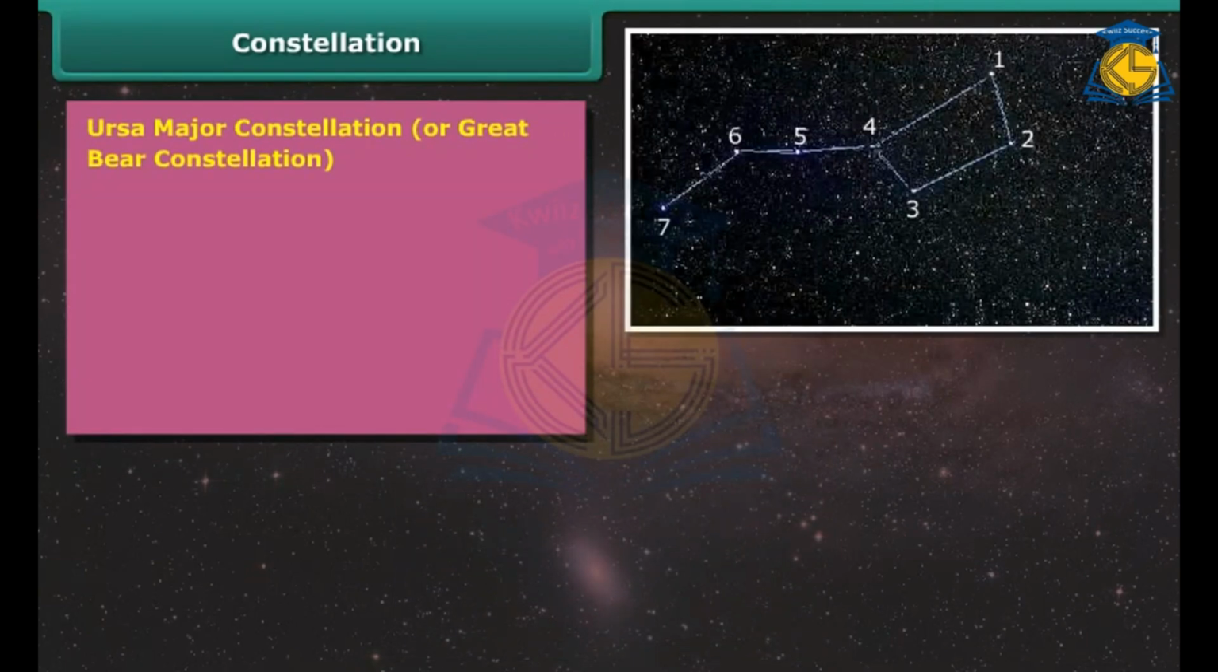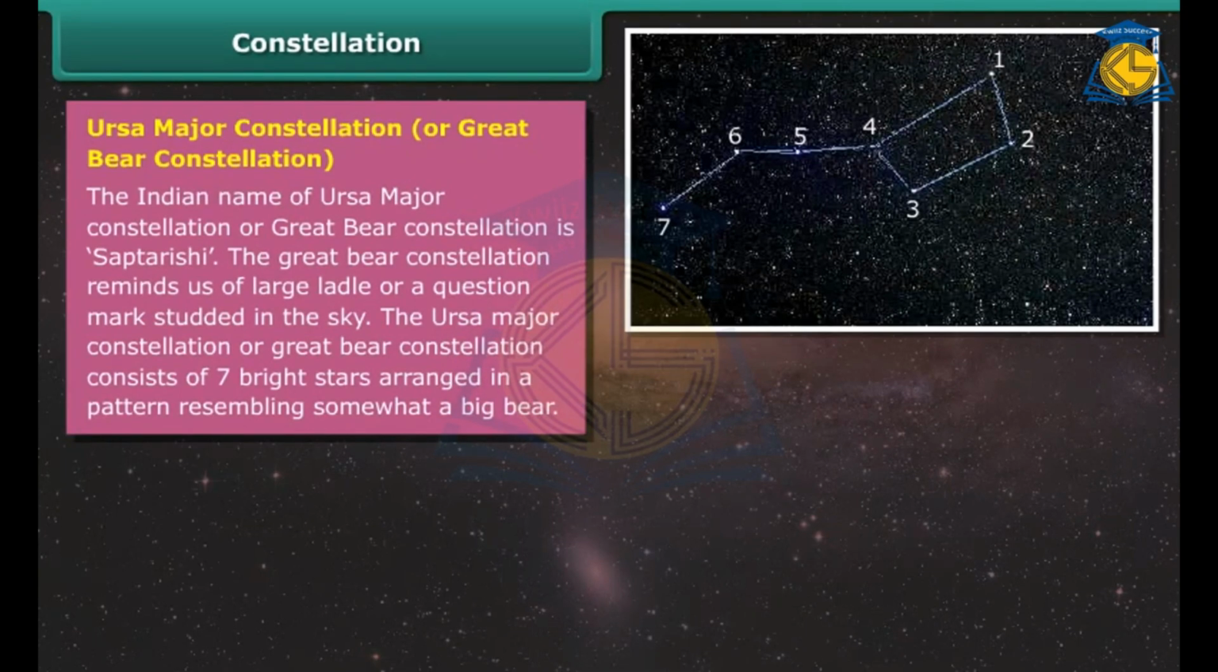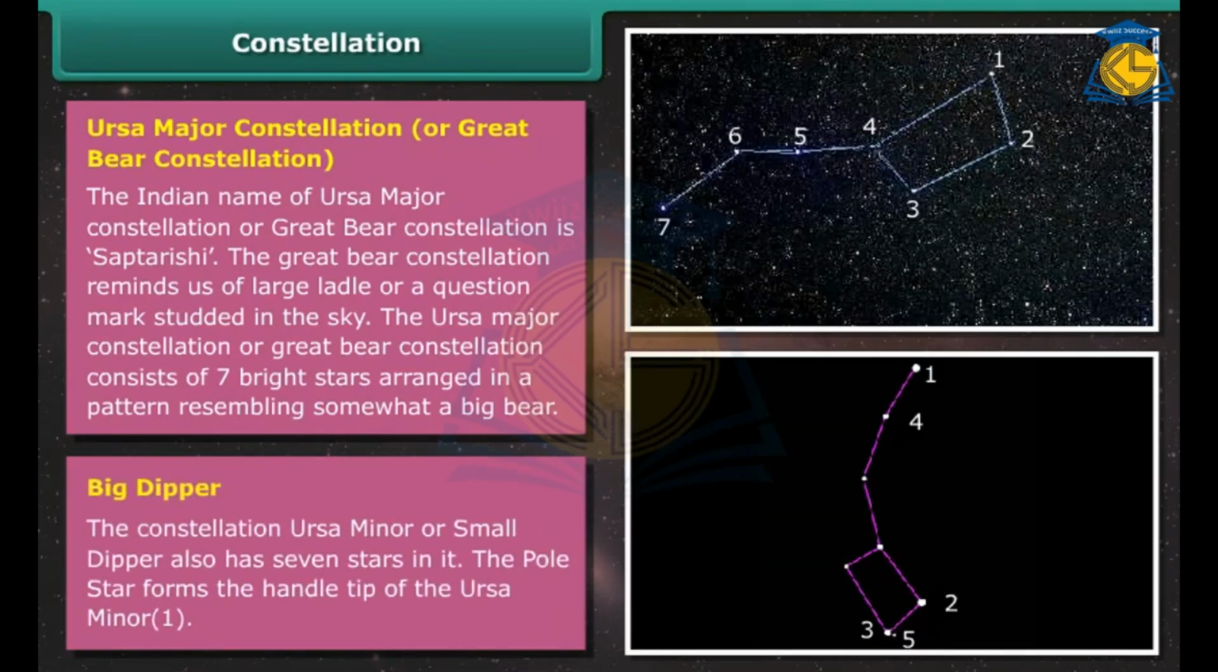Ursa Major Constellation or Great Bear Constellation. The Indian name of Ursa Major Constellation or Great Bear Constellation is Saptarishi. The Great Bear Constellation reminds us of a large ladle or a question mark studded in the sky. The Ursa Major Constellation consists of 7 bright stars arranged in a pattern resembling somewhat a big bear. The constellation Ursa Minor, or Small Dipper, also has 7 stars in it. The pole star forms the handle tip of the Ursa Minor.